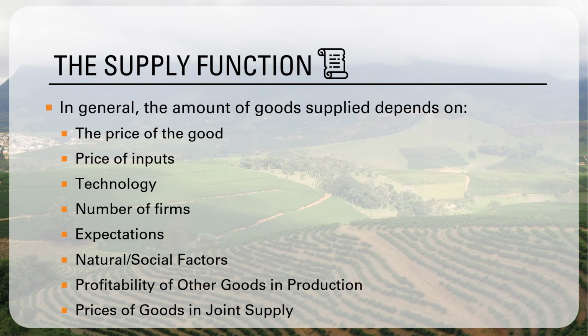First of all, we got price, as usual, and then we got price of inputs, we got level of technology, and we also got number of firms, which is quite simple enough. The more firms you have producing coffee beans or producing, let's say, cow's milk, then the more milk you'll probably have, right? More firms producing means more production. And again, expectations. We've got natural and social factors, profitability of other goods in production, and prices of goods in joint supply. So what does that mean?